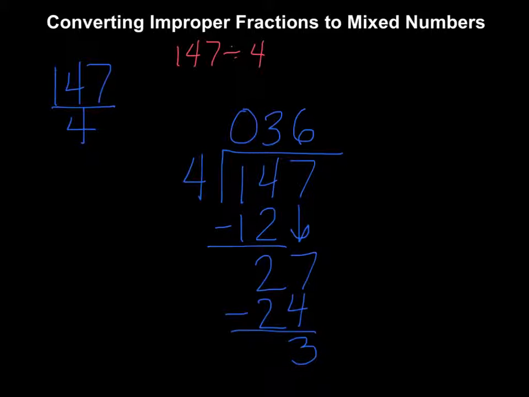Now, there's nothing left to bring down, which means I'm not allowed to put anything else up. So, I'm going to have to take this leftover 3 and turn that into my fraction. So the leftover 3 becomes the numerator, and the denominator of this fraction will be the same as the denominator of my original fraction, or my divisor. And so 147 fourths is 36 3/4. And that's how we change improper fractions to mixed numbers.